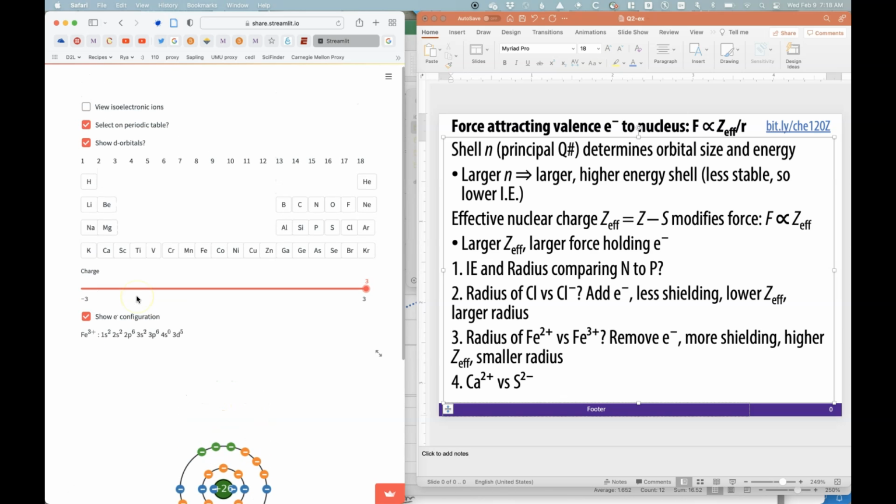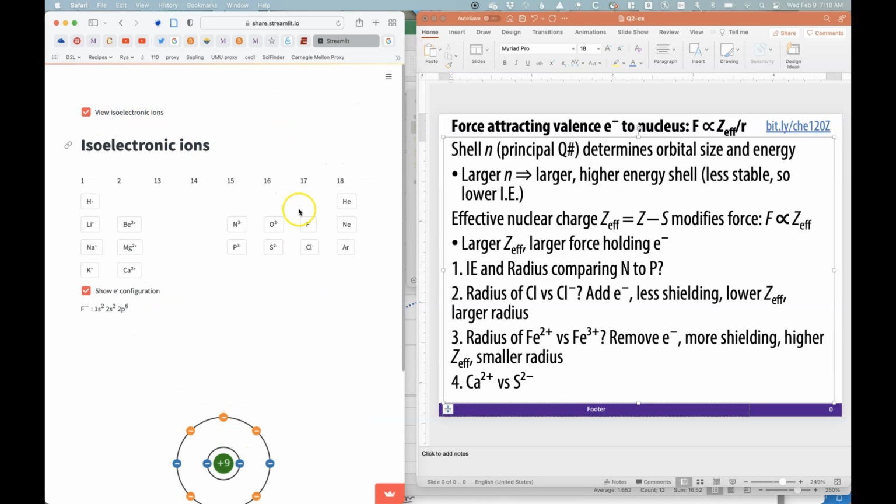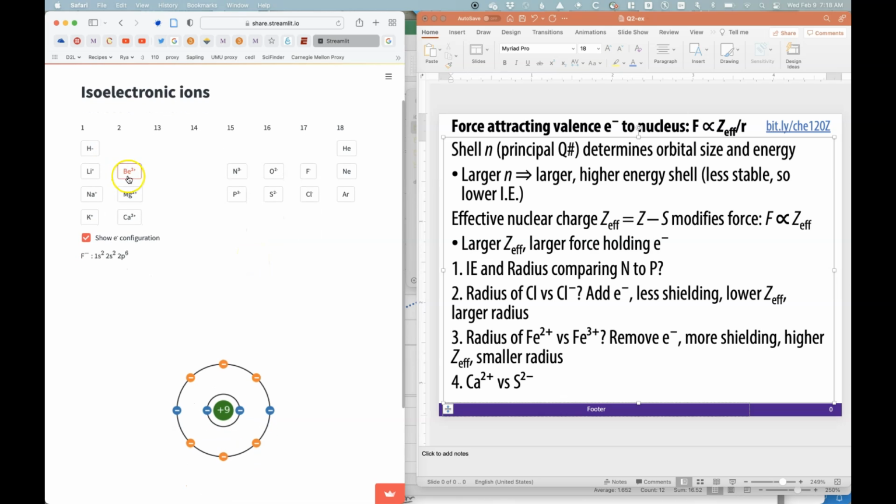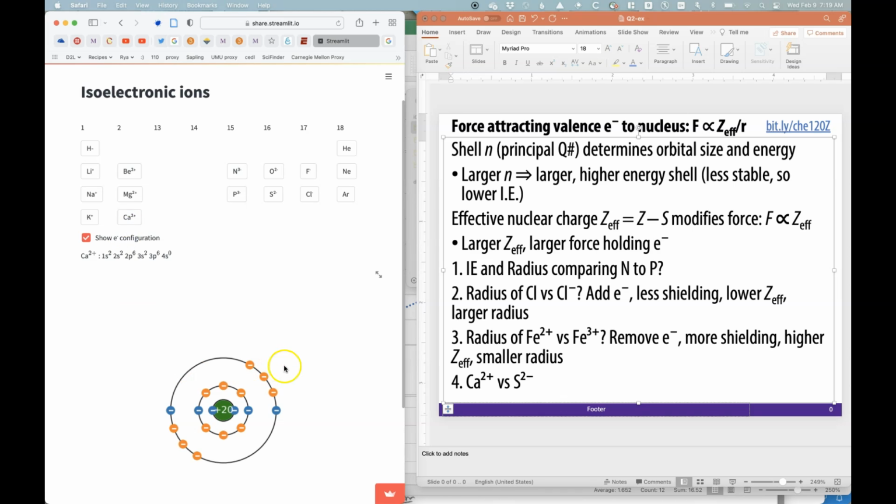Then for our last comparison here, I'll go up to the isoelectronic ion comparison. So this shows all of our isoelectronic ions here. N3 minus, O2 minus, F minus, neon, Na plus, Mg plus. Let's pick this next one, calcium 2 plus versus sulfur 2 minus. If I look at calcium 2 plus, that's lost its 4s electrons, so it's just that argon core.